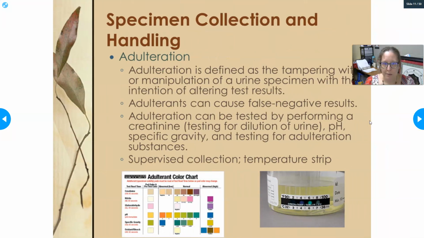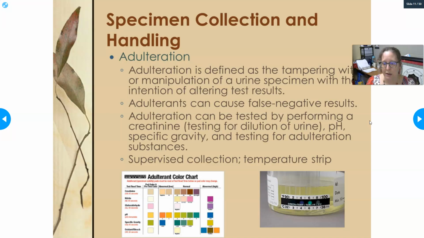So let's talk a little bit about adulteration. Sorry about that, couldn't say it. Adulteration is tampering with a sample or manipulating the urine specimen in a way to alter the test results. These are basically people trying to beat the test because they have been taking a substance they're not supposed to be taking, and they want it to test negative. So these adulterants can cause false negative results. A lot of them can be purchased over the internet. And you can test for adulteration by performing a creatinine test, a test for dilution of the urine.